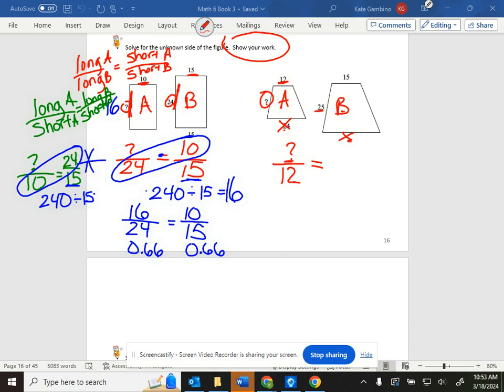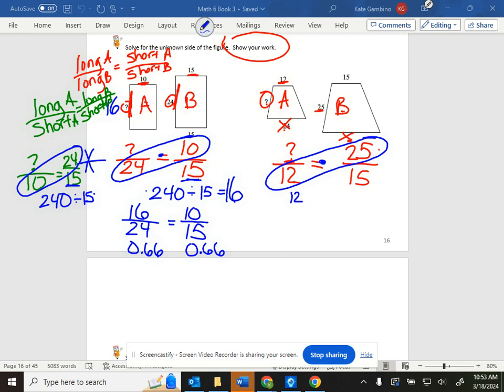What matches up with the long A? Say it louder. 25. The long B. What do I put on the bottom, Layla? 15, because I have long A over short A, so long B over short B. What math do I have to do to find the question mark? Ava? 25 times 12. Yeah, because remember we do that cross multiplying.